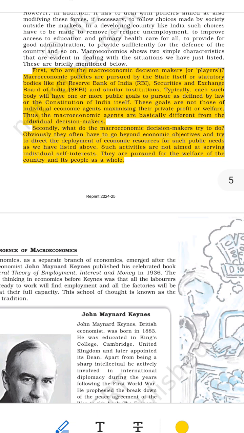6. Why are these decisions important? Because sometimes just letting people act on their own isn't enough. Markets don't always work perfectly. Let me show you. Example: if nobody builds hospitals in villages because there's no profit, the government has to step in and build them. That's a macroeconomic decision for the good of the people.